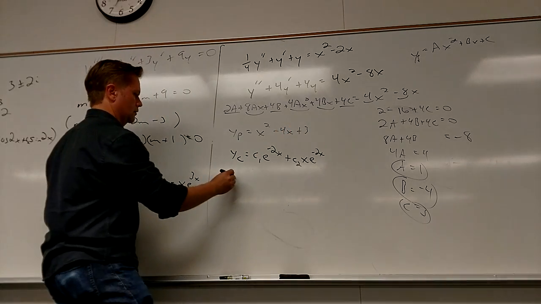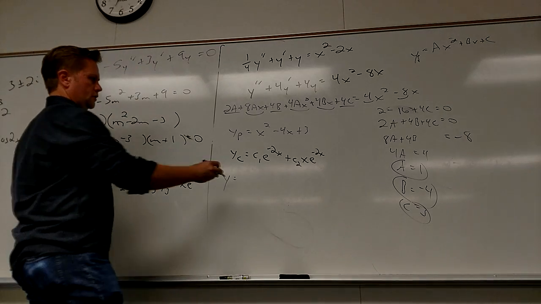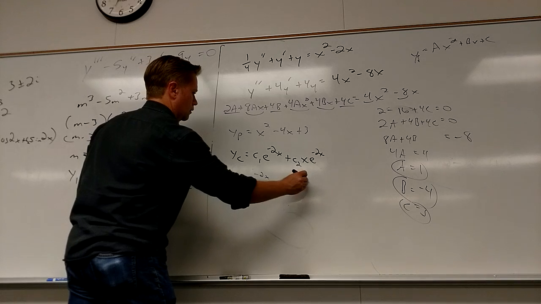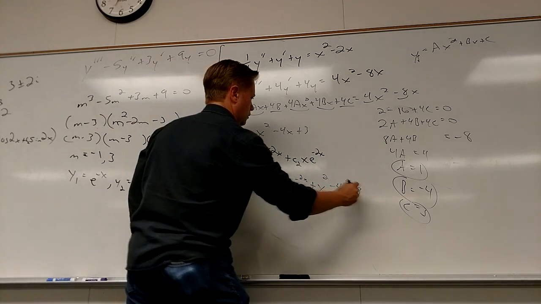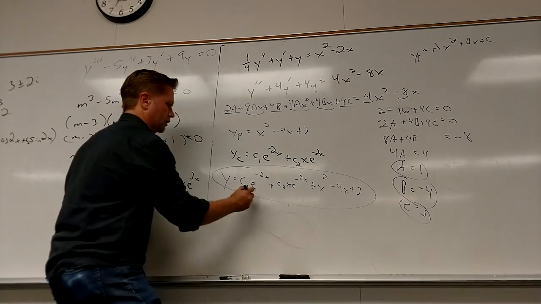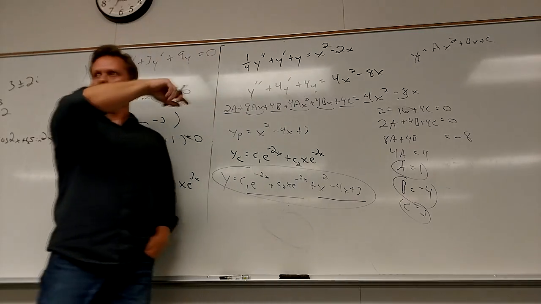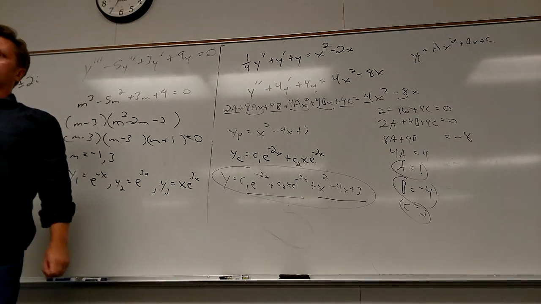So what's y? What's the solution to this? c1 e to the negative 2x plus c2 x times e to the negative 2x, plus yp. Because when you plug this part in, it makes it 0, and when you plug this part in, it makes it this. Either way you look at it.